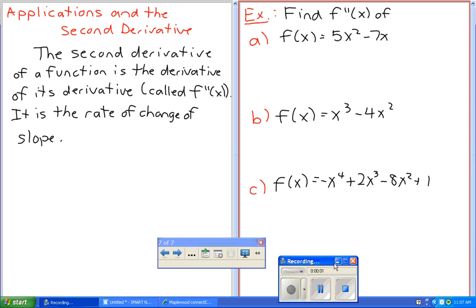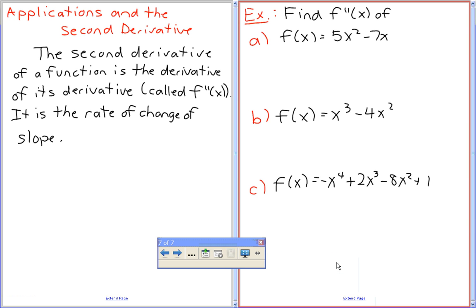With the second derivative of this, or start with the first one and then go from there. Let's have f prime of x here. We'll start with the first and we'll deal with the second.